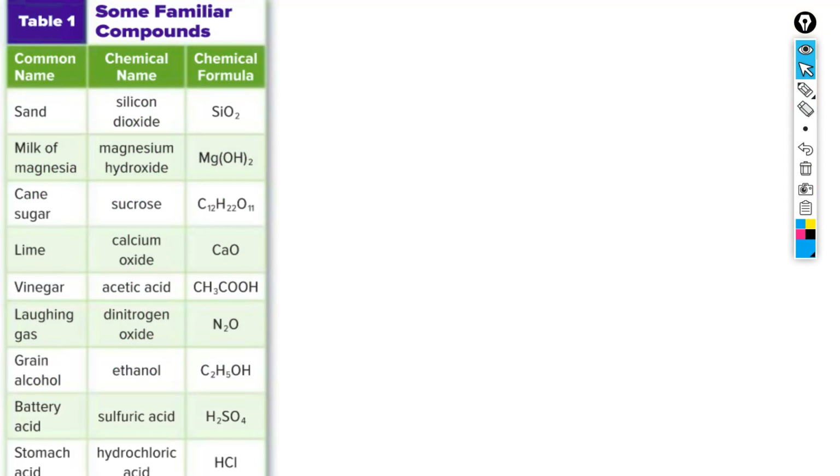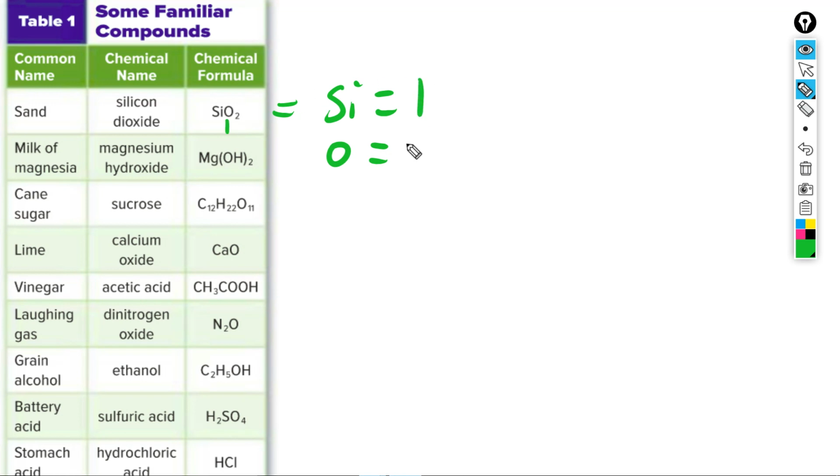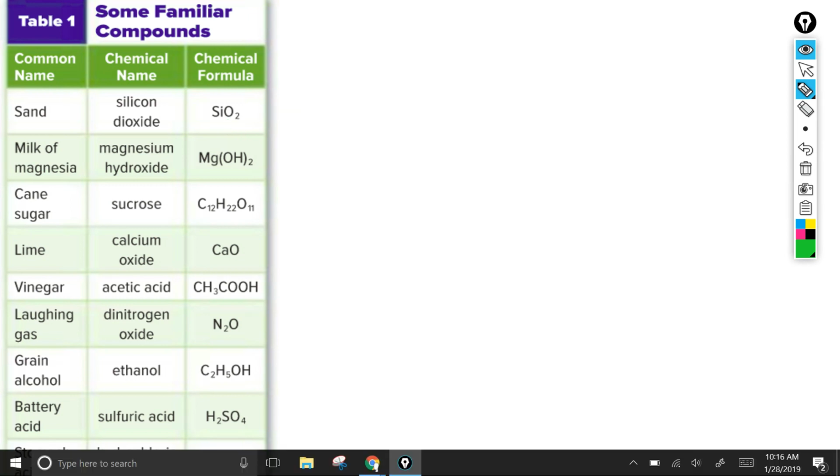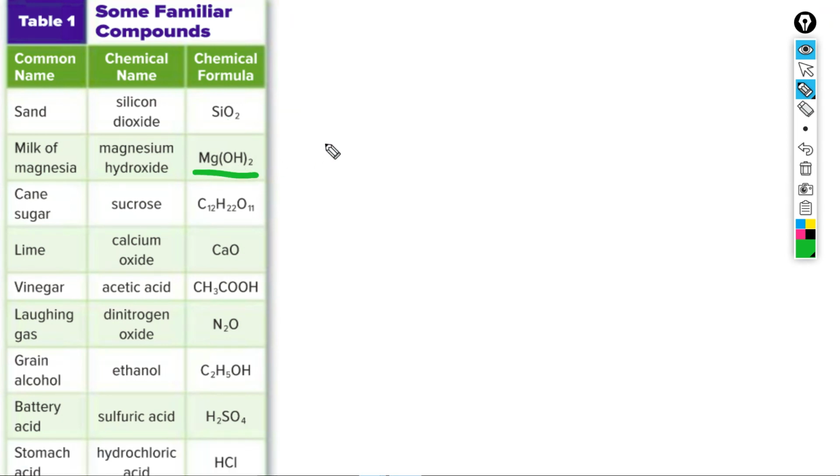We've got some practice problems here, and those are on your paper. So SiO2: Si equals 1, O equals 2, there's nothing written after the Si, so 1, and SiO2 has 2 O's. Mg(OH)2: Mg equals, O equals, H equals. List all your elements, then go back and determine how many of each that you have. Mg has nothing written after it, so that's a 1.